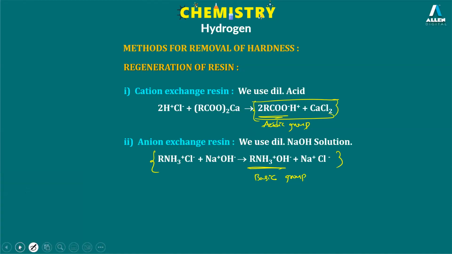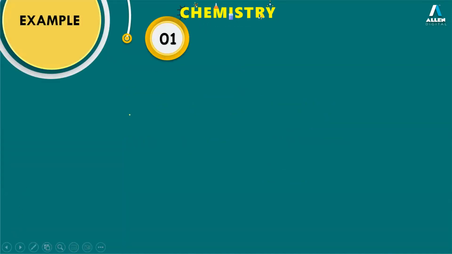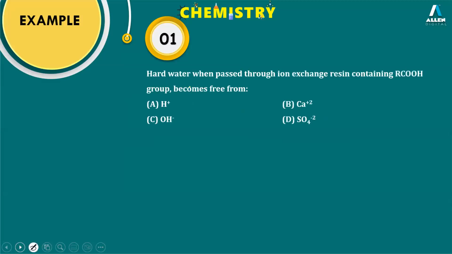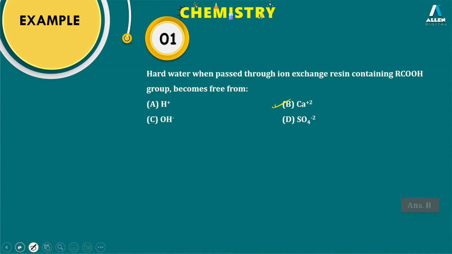Yes, sir. Yes, right. Hard water, when passed through an ion exchange resin containing RCOOH group, becomes free from Ca 2 plus.